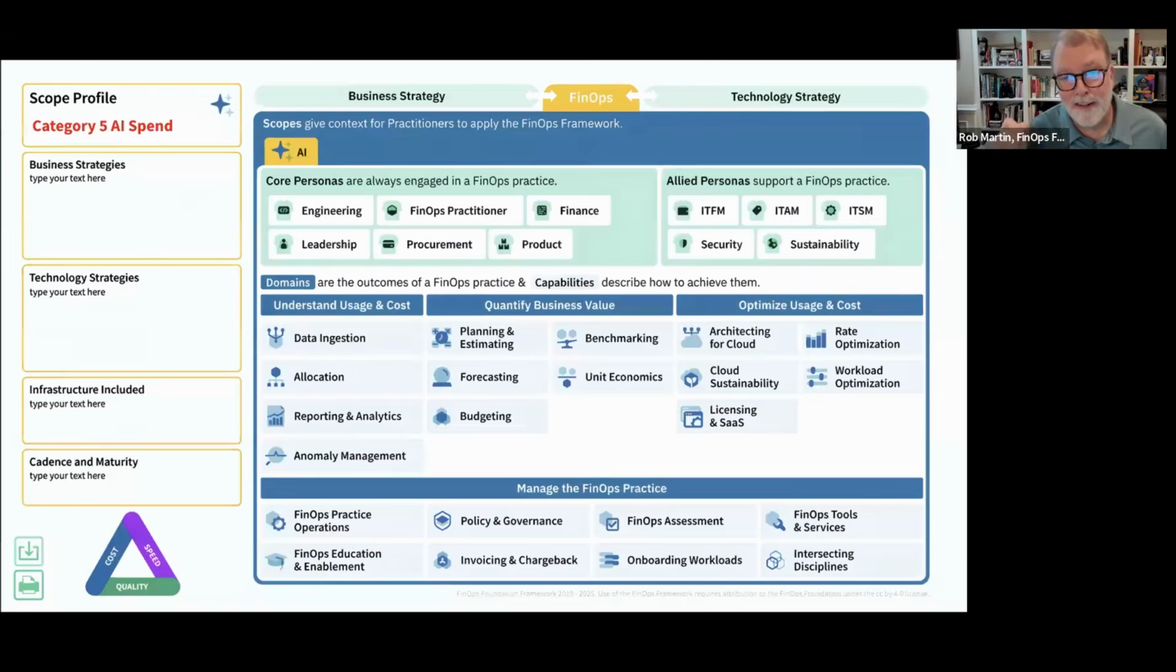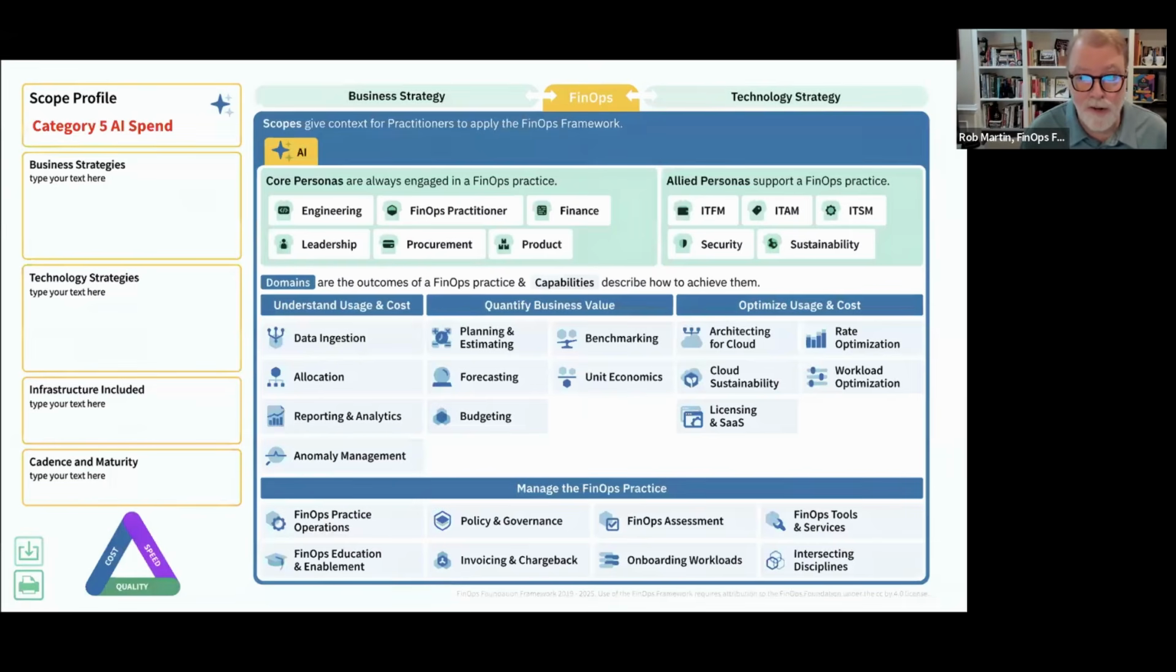Because we're seeing the evolution of AI happening so fast, we're also seeing the need to start to move from the understand usage and cost domain into quantifying business value and optimizing your AI spend. It's not an area where a lot of organizations are doing work, but where organizations are using a lot of AI, that's a really important thing to do.